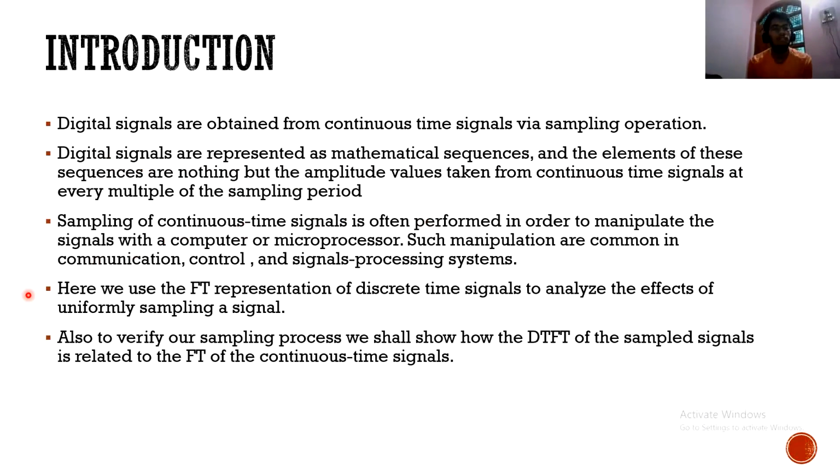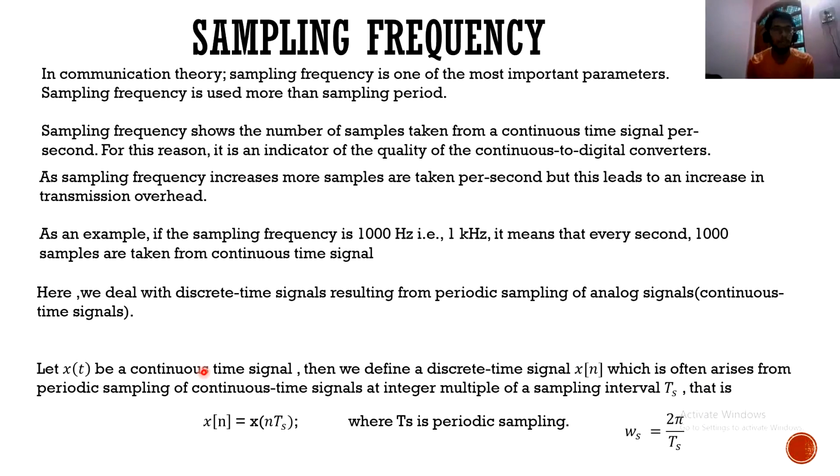In this discussion we will use the Fourier transform representation of the discrete time signal to analyze the sampling process, and at the end we will also see the verification of the sampling process by relating the DTFT of the sampled signal to the Fourier transform of our continuous time signal. Moving forward, discussing the sampling frequency.